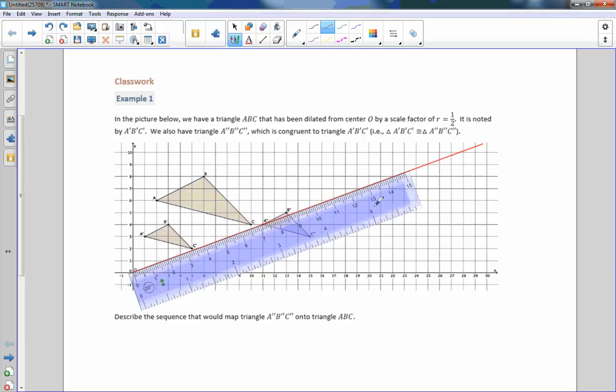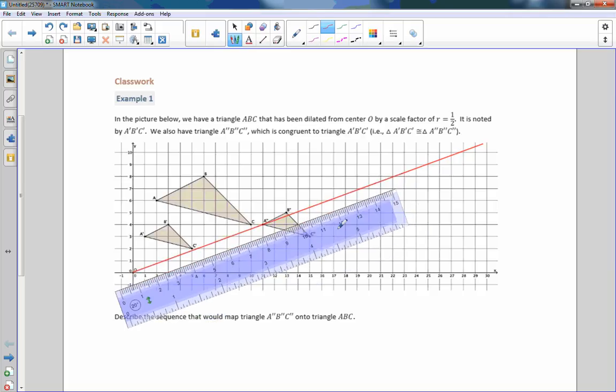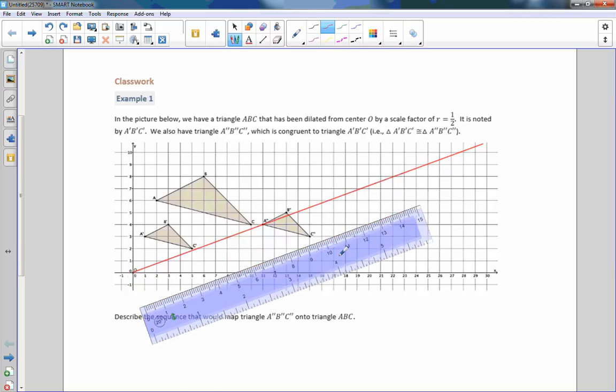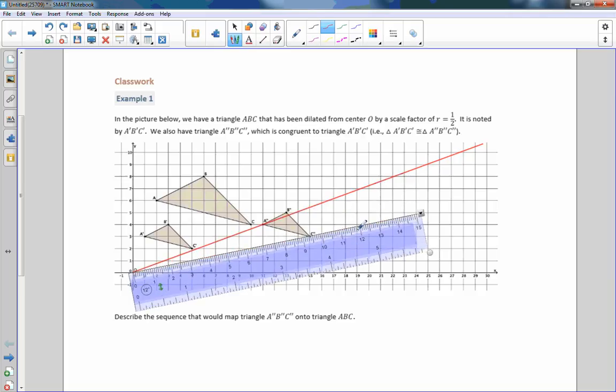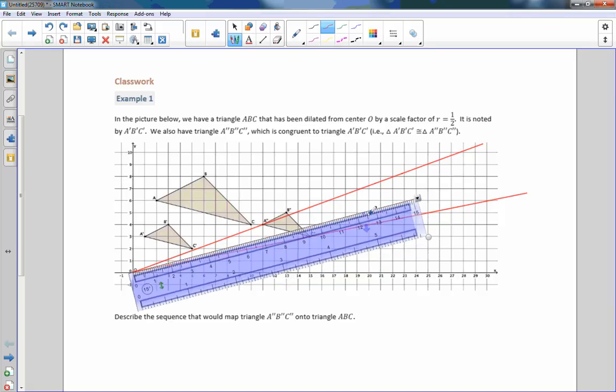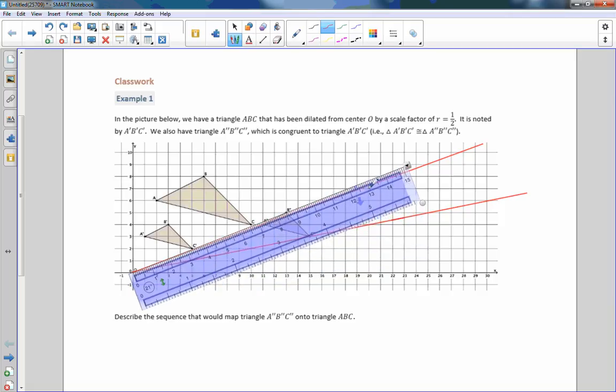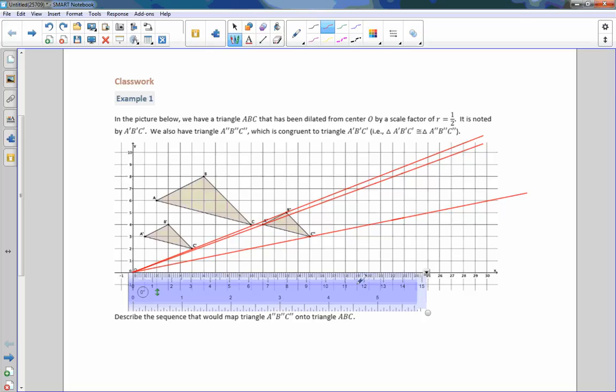and continue out this way, there's my line through A. Then I'm going to draw a line segment out from O through C prime and continue out this way. And then finally my B is right here. So those are the 3 segments that we're going to use to dilate this.